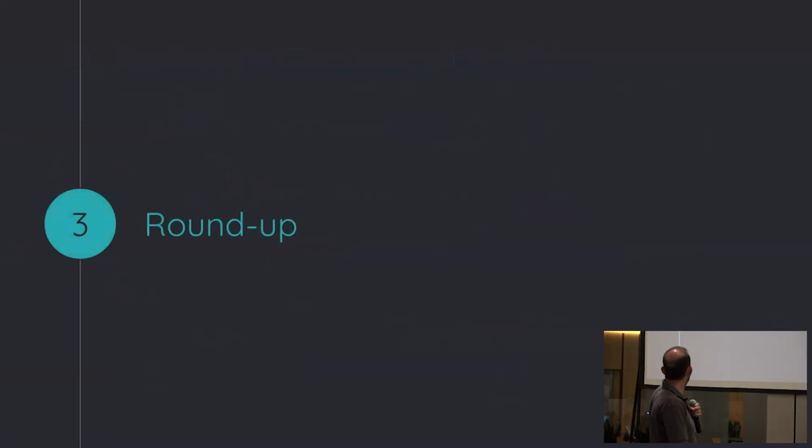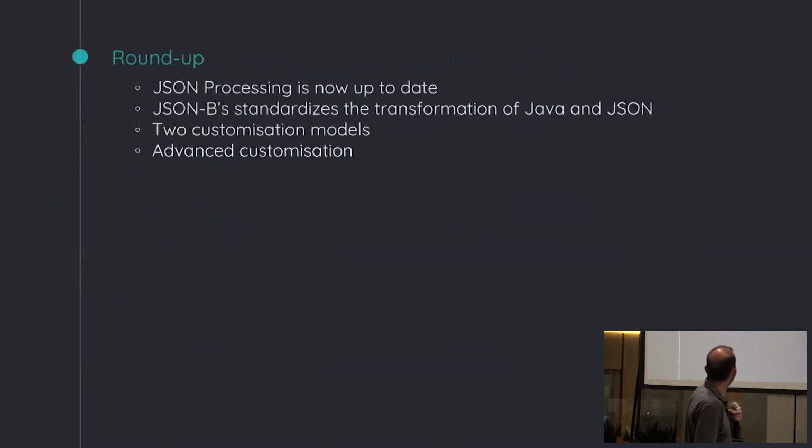So basically, we have seen the new exciting features for JSON processing with Java EE. To wrap up, JSON processing is now up to date with the latest standards by the IETF, if I remember right. And the JSONB designers have set out to standardize the way developers interact with JSON in Java. So you may have already realized it's more or less the same way other libraries interact with JSON.